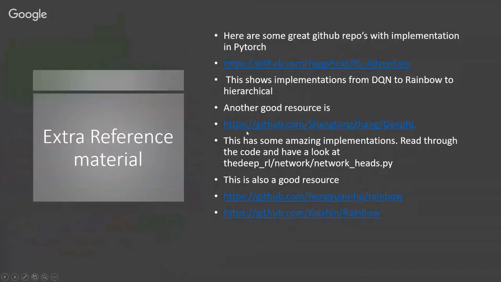Now, some extra reference material that I would go through, because we're getting a bit over time, is have a look at this repo, this one and this one. They've got some great implementations in PyTorch, not of the project, but of different variations: double, dueling, and rainbow. So I highly recommend looking at that.